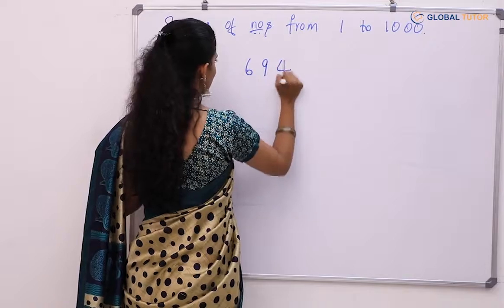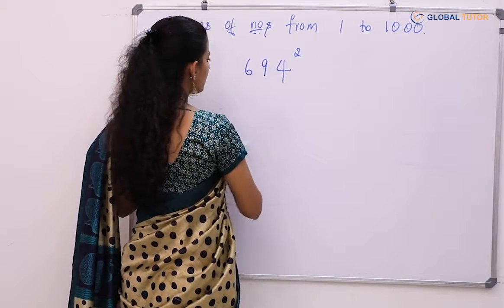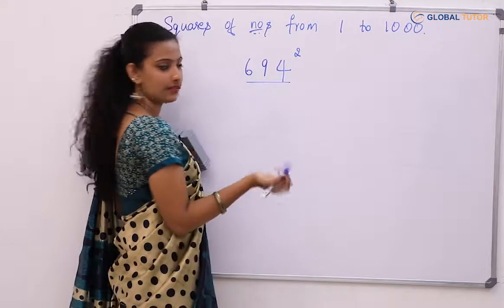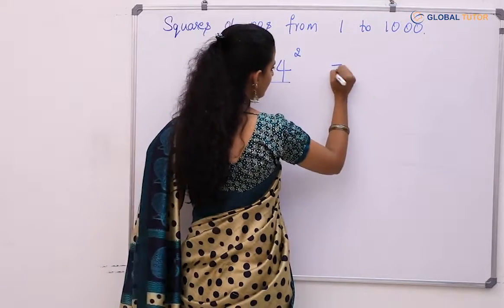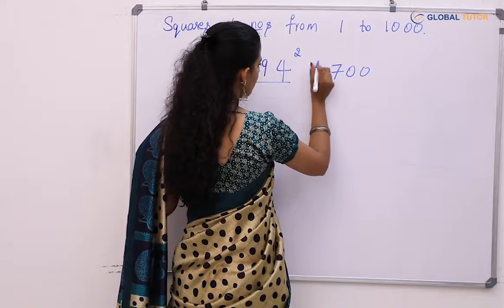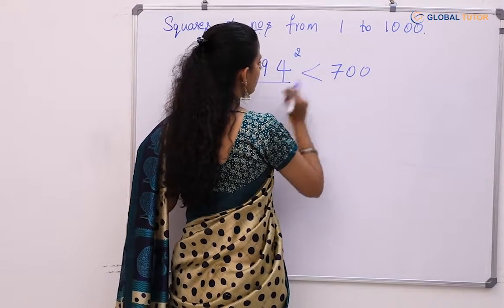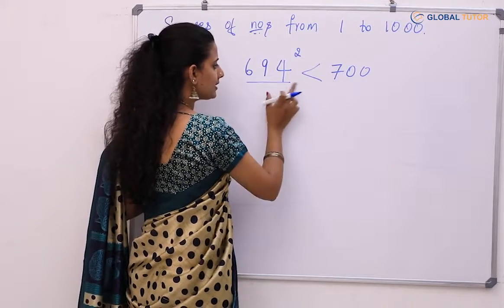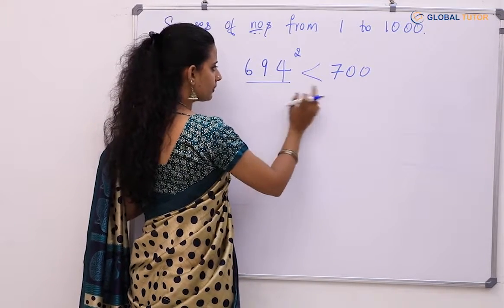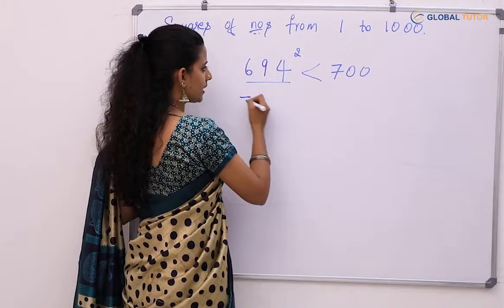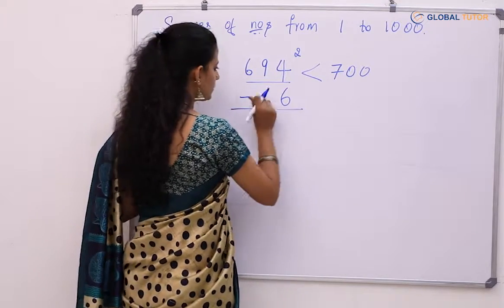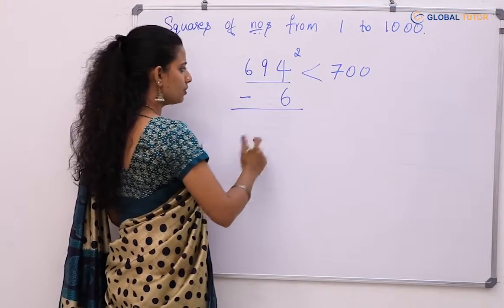694 square. Now this number is close to 700. So you write 700 here. Because 700 is greater than 694, whatever the difference number you are getting out of this number, you will subtract that. Here 6 is the difference number. So when you subtract 6 from 694, you get 688.